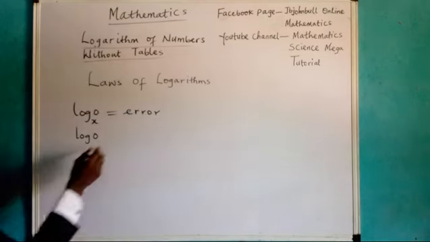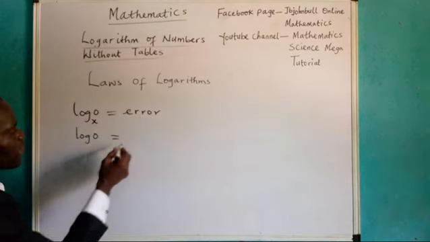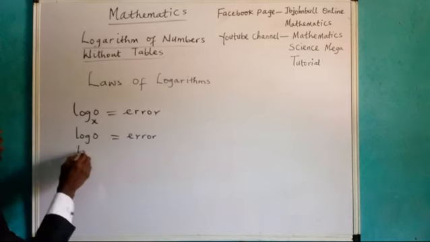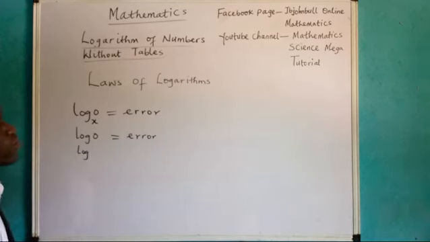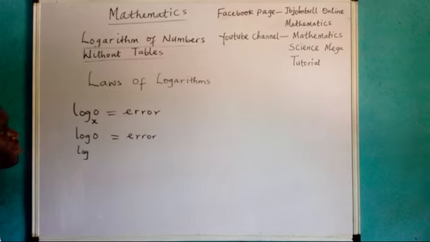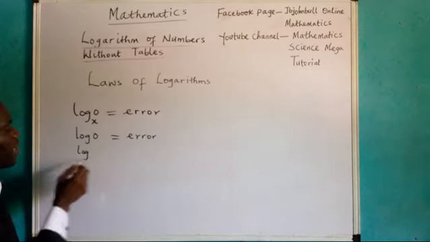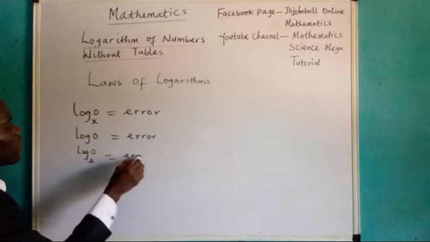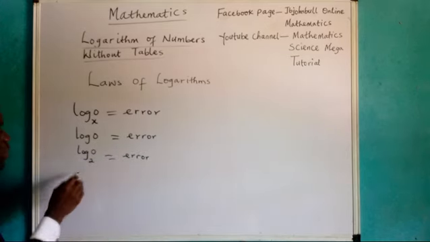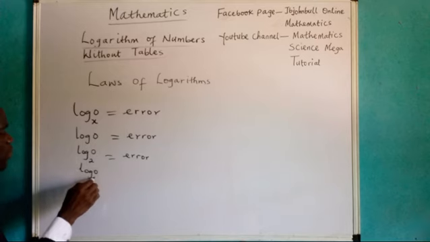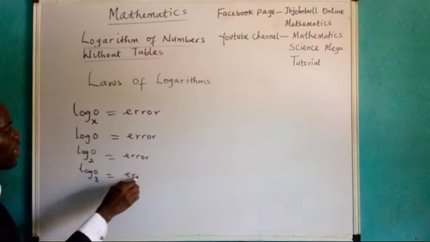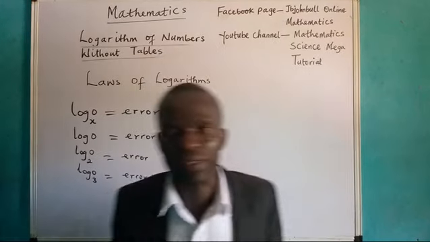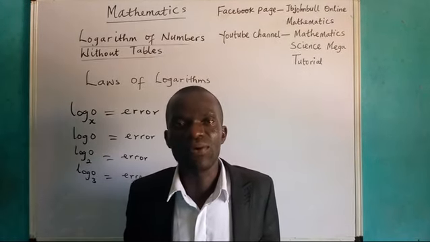The same thing applies to this. The log of 0 to base 10 is an error. Remember I said that the log of 0 to any base is simply an error. Let me take another base. The log of 0 to base 2 is simply an error. The log of 0 to base 3 is simply an error. It means that the logarithm of 0 to any base is a mathematical error.